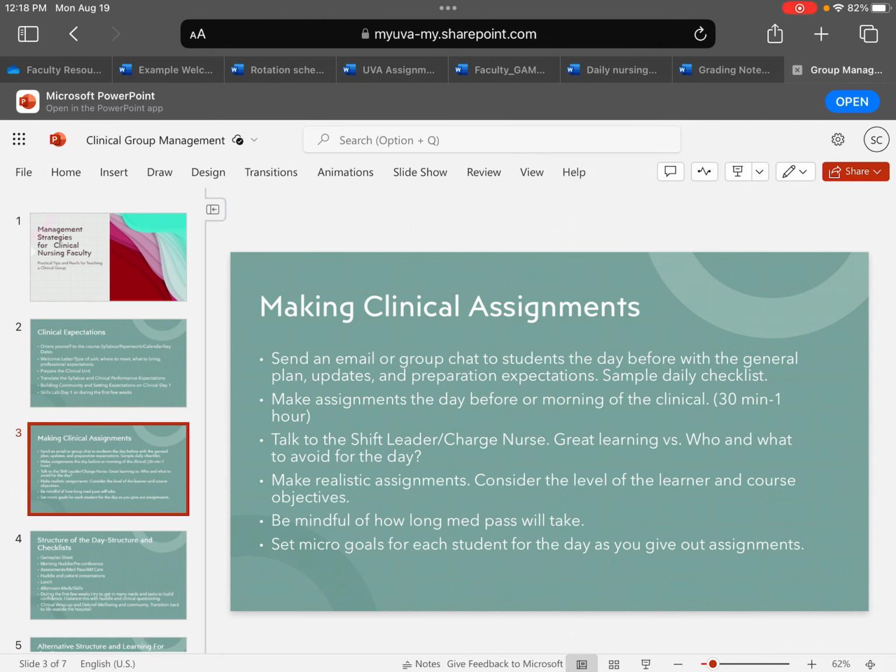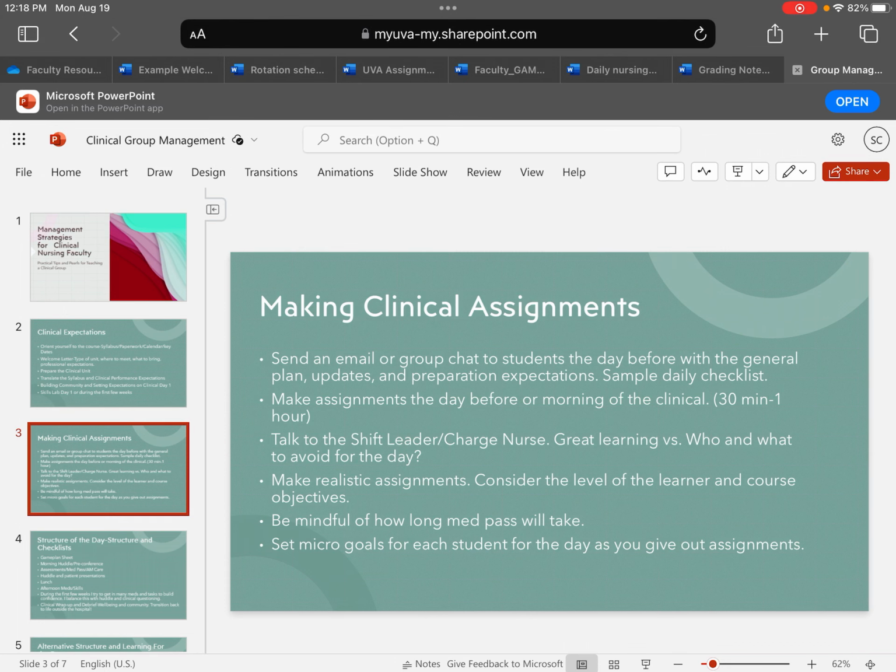So those micro goals can be really helpful for your students to help them feel like they've accomplished something. And again, you're going to spend more time with your students that you're giving meds with in the morning. So if you have some micro goals for your students that aren't giving meds that morning, it does make things a lot more clear, and so they stay directed in their learning for the day and engaged.